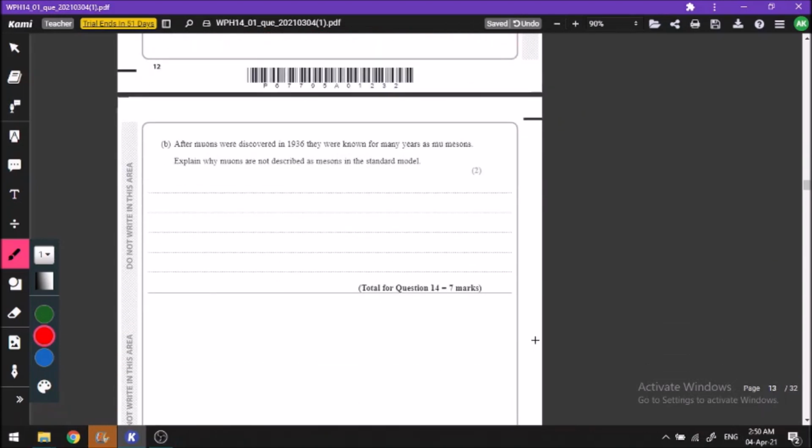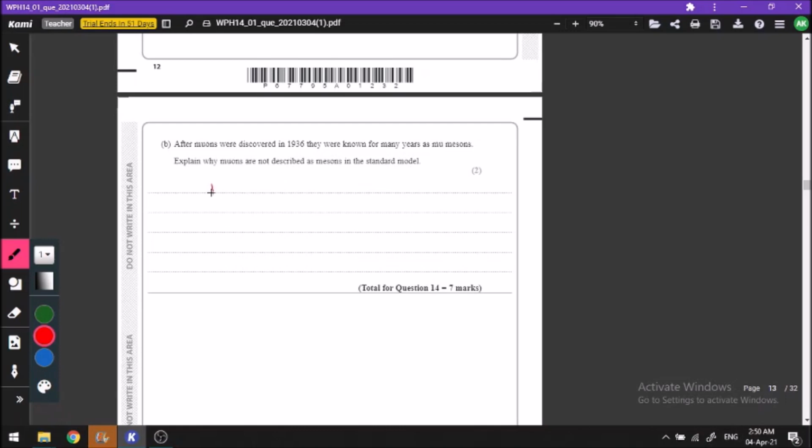Okay. After the muons were discovered in 1936, they were known for many years as mu mesons. Explain why the muons are not described as mesons in the standard model. Okay, if you read the chapter very carefully, you should know that the muons are fundamental particles. But the mesons, on the other hand, are made of quarks. We now know that the mesons are made of quarks. And so the muons, since they're fundamental particles, they're leptons, so they cannot be mesons because mesons are made of quarks. So these are the 2 points that you should write in your answers.